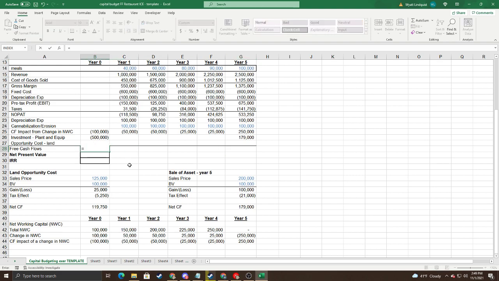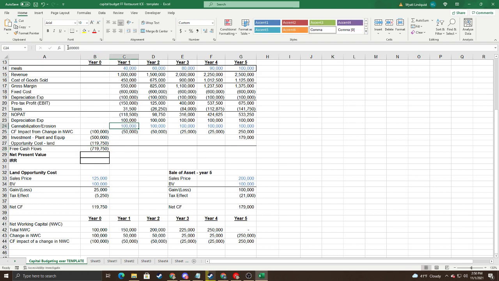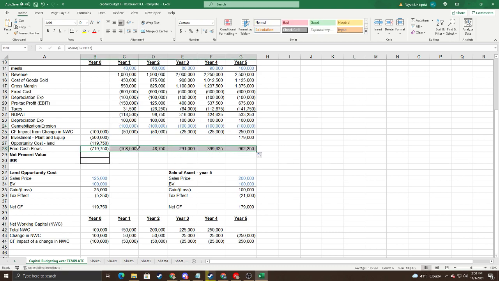So now we're going to just calculate our free cash flows. This will just be real simple. We're just going to sum up everything in this entire column. Since we already made sure that everything is in the right format, hold up, besides cannibalization needs to be negative. So I'll just make that negative. And now everything is correct.